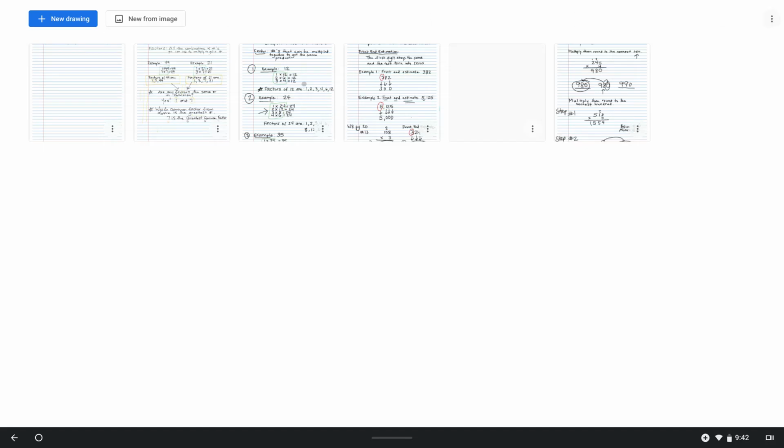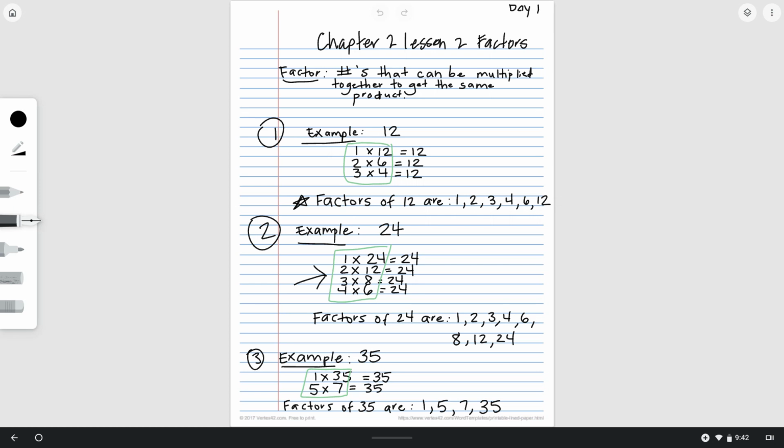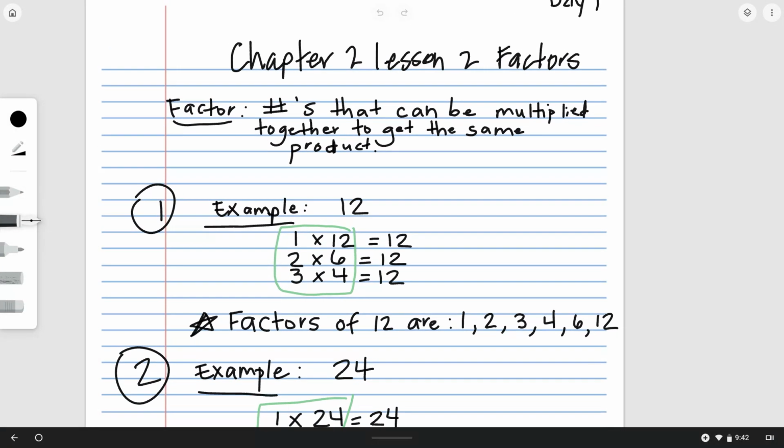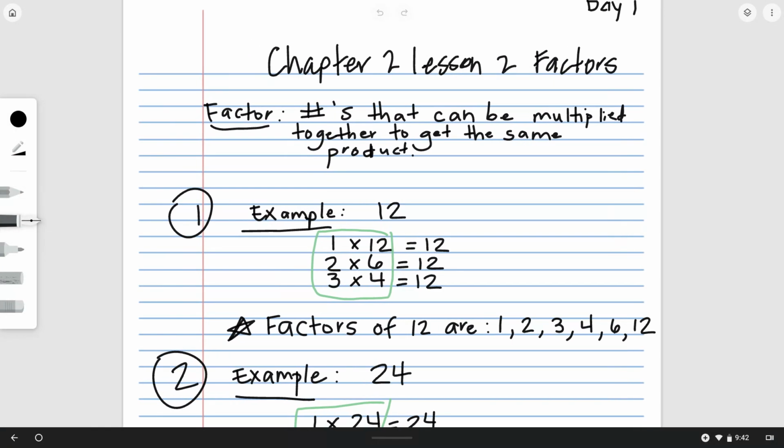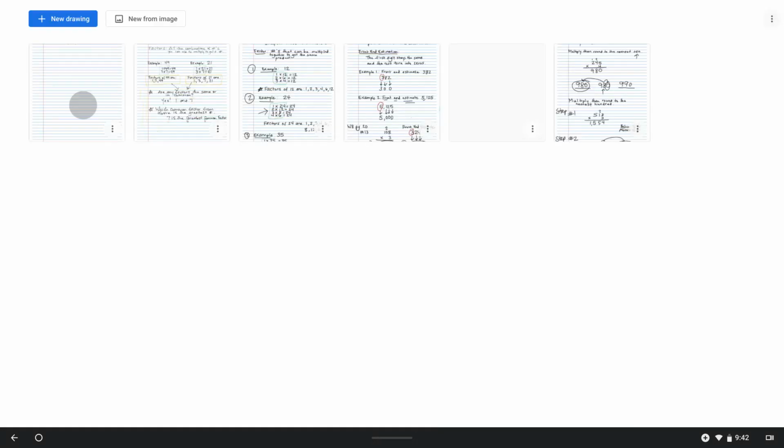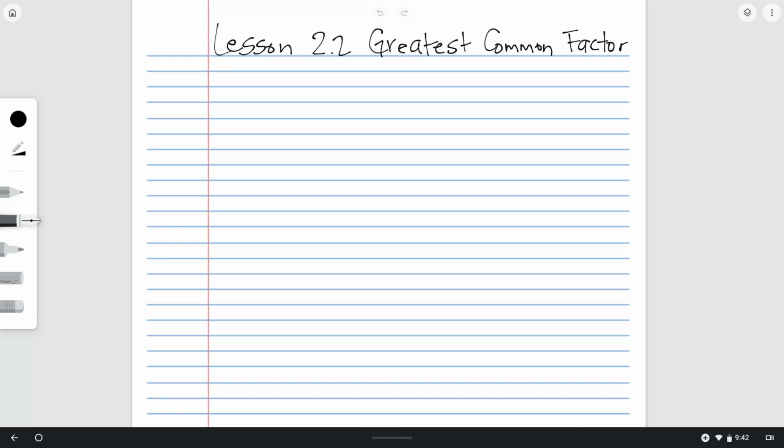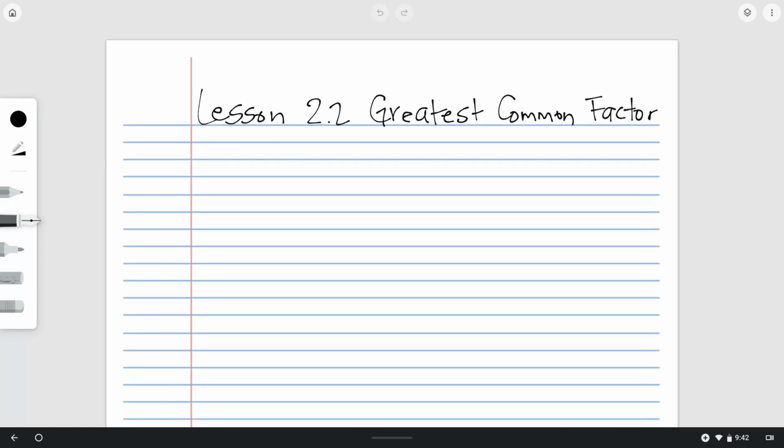Okay, and we knew from the other day, I'm just going to move this back to our thing. We knew from the other day that factors are numbers that can be multiplied together to get the same product. So we are going to be finding factors today. All right, we did some of this a little bit yesterday, but we are going to review.